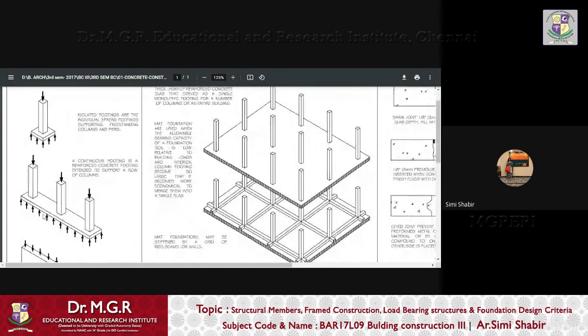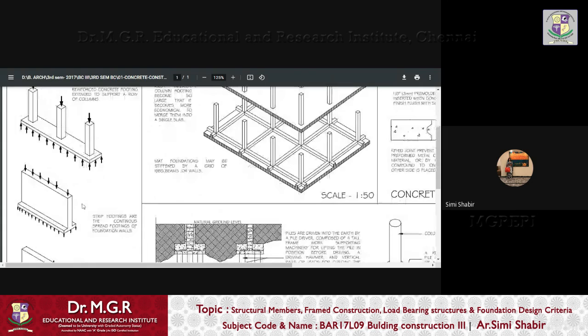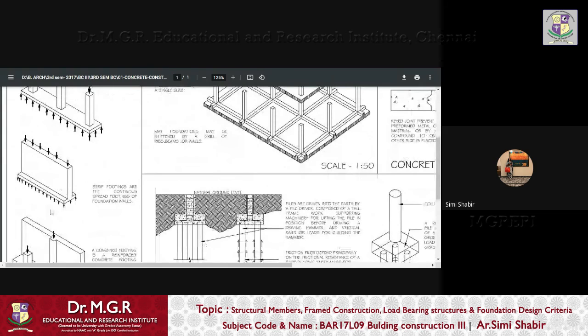Okay. Now continuous footing. Here you can see that there are three columns. So to support a row of columns, we go with a continuous footing, where you have the concrete footing which is extended to take care of three or more columns which are closely spaced. And here you can have a strip, as the name says, you can see it in the form of a strip. And these are basically continuous spread footings of the foundation wall itself.